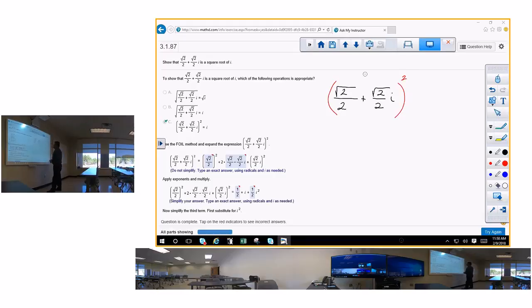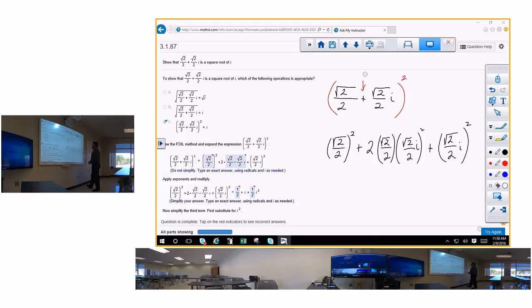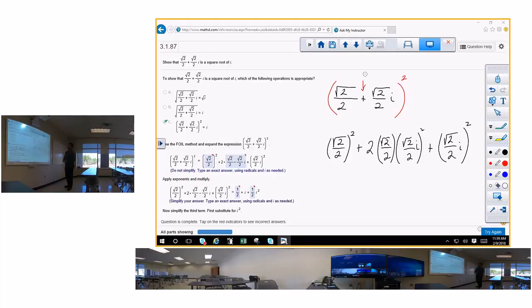So I'm going to square, which gives you shortcut number 2. Shortcut number 2 says (a + b) squared is a squared, plus 2ab, plus b squared, where a is the square root of 2 over 2 and b is the square root of 2 over 2i. Shortcut number 1. And if you still haven't learned your shortcuts, then I'm sorry. You either need to drop or you need to get to learning them, because they're going to follow you all the way through your mathematical career, like I told you in the last homework section.